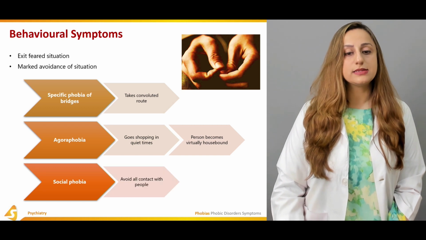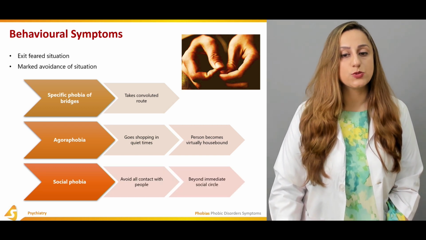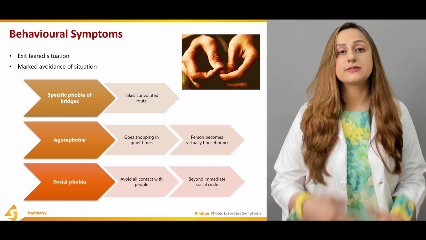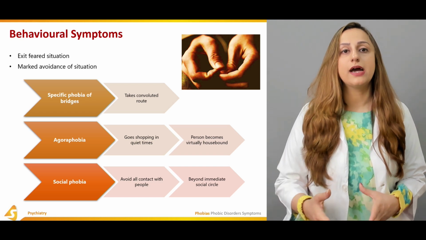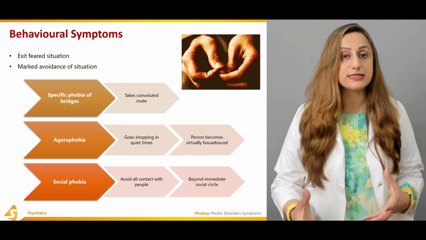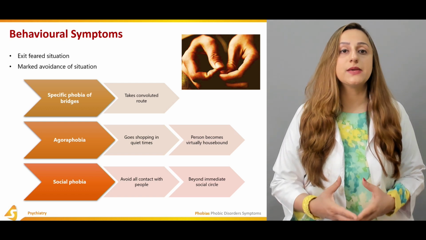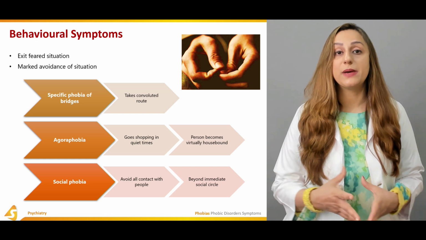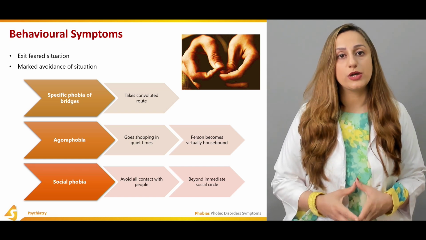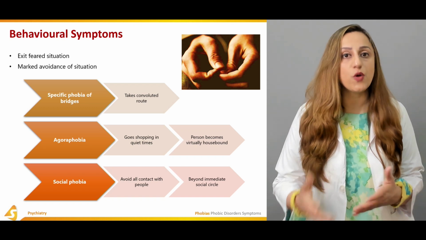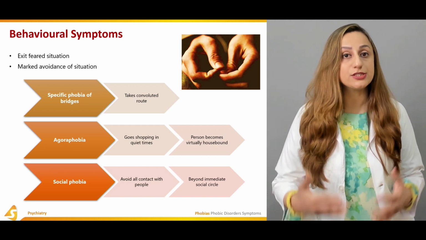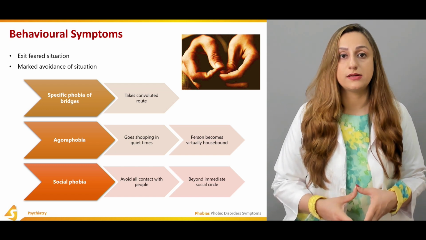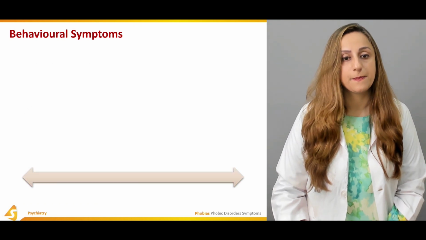Then the social phobias: the person avoids all contact with people beyond the immediate social circle. The person becomes paranoid, thinking that people are scrutinizing them all the time. Sometimes they will give you a history that they don't like public speaking, or don't like eating publicly. So these are a few of the symptoms or histories that you will usually go through working as a psychiatrist and dealing with phobic syndromes or phobic symptoms.